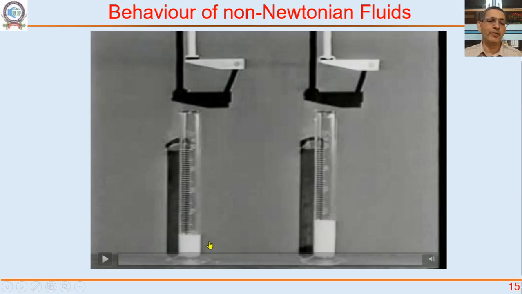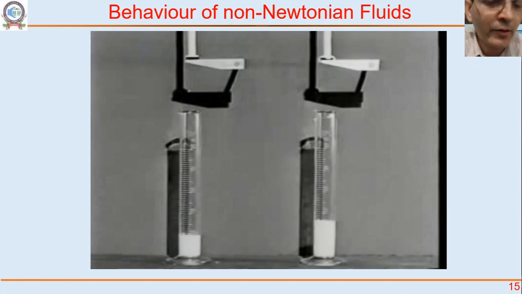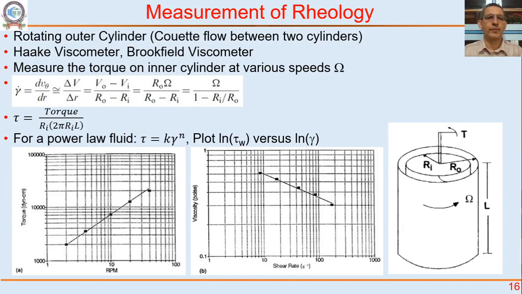So you might think I will increase pressure drop by a factor of 2, but you will not get a flow rate increase by a factor of 2. For shear thickening, dilatant means shear thickening, pseudoplastic means shear thinning. So in a pseudoplastic, if you double the pressure drop, you will get more than double the flow rate. Let's go forward.